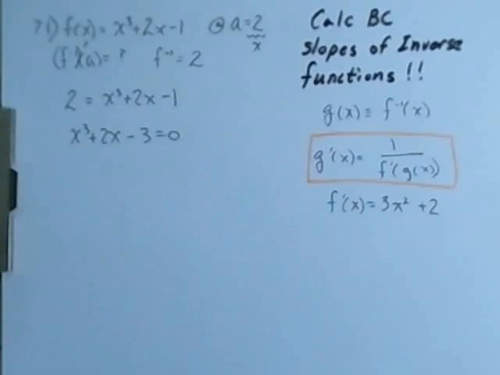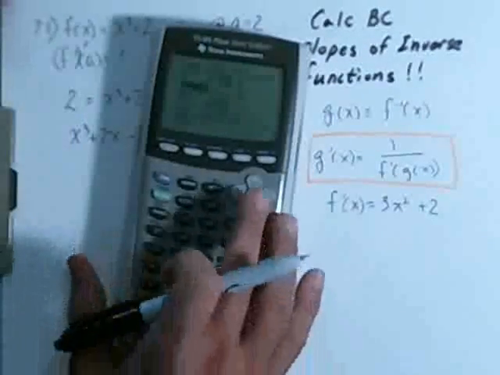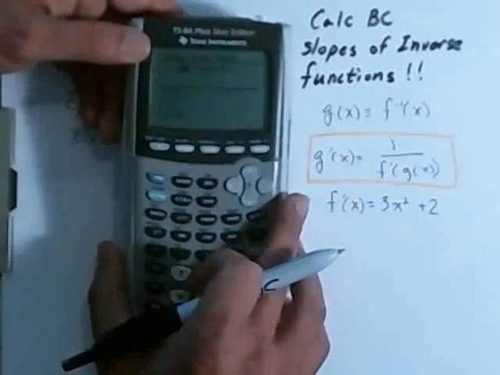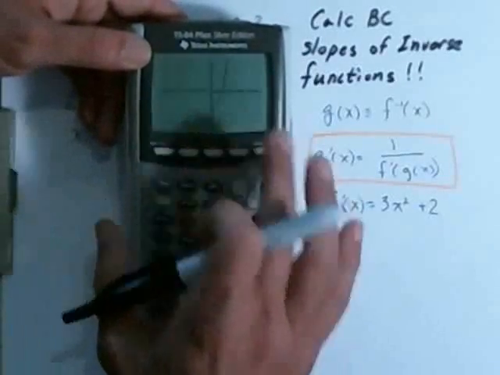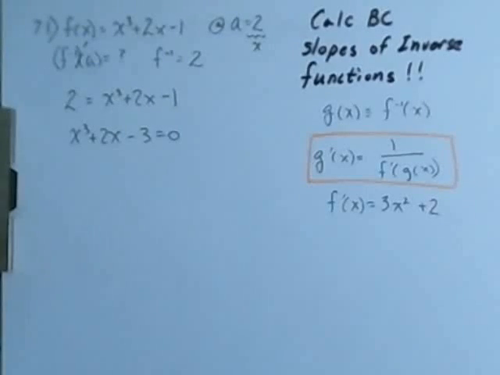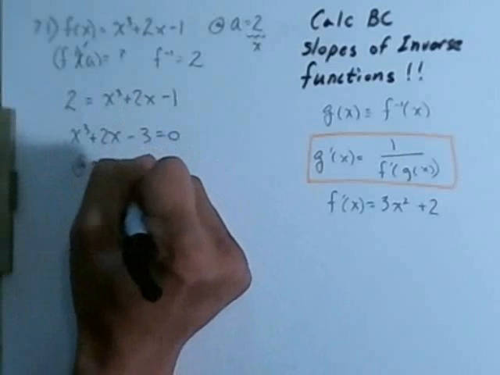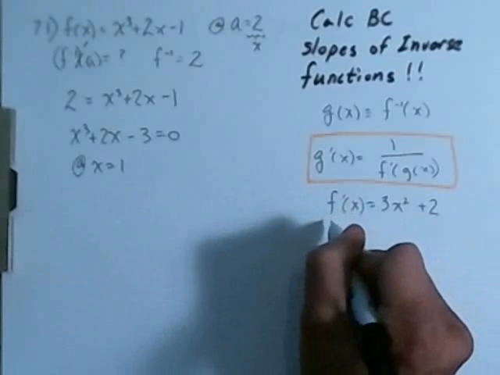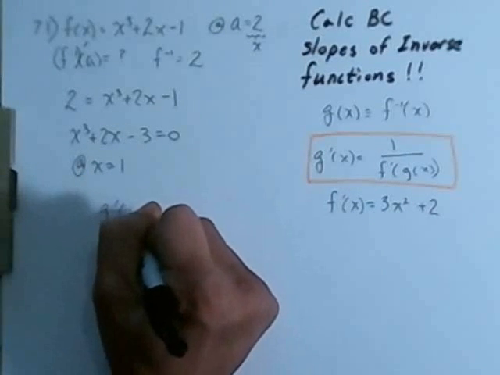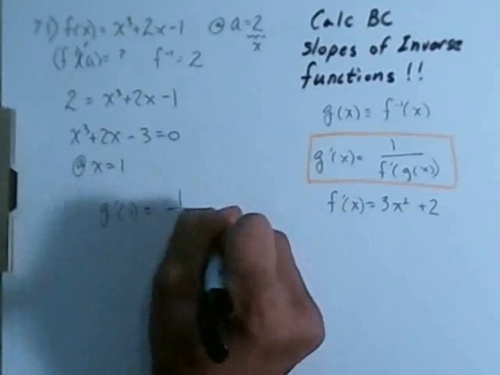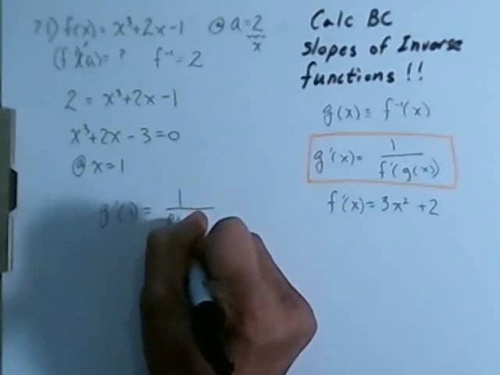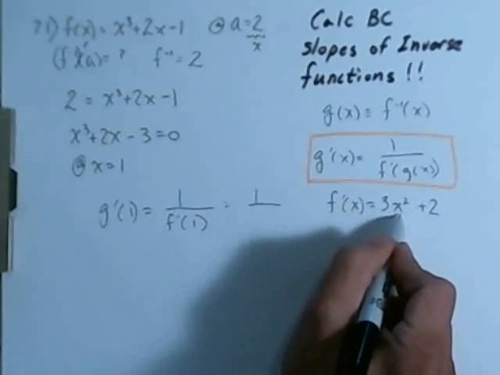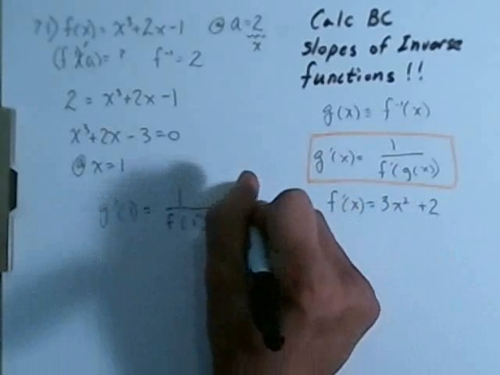I actually looked it up ahead of time. Let me throw my calculator here. I put in y equals x cubed plus 2x minus 3, and I graphed it out, and it comes out at x equals 1. That's the root. So the zero comes out to be at x is equal to 1 right there. And so we just plug it into our new function, f prime of x. So g prime of 1 is equal to 1 over f prime of 1, which becomes 1 over 3 times 1 squared, which is 3 plus 2 is 5, so 1/5.